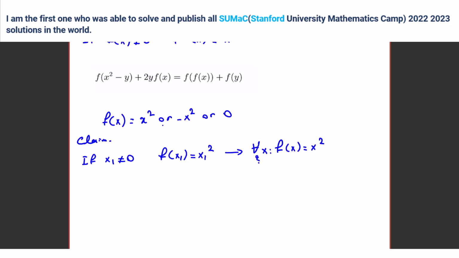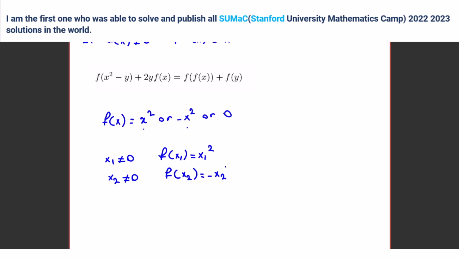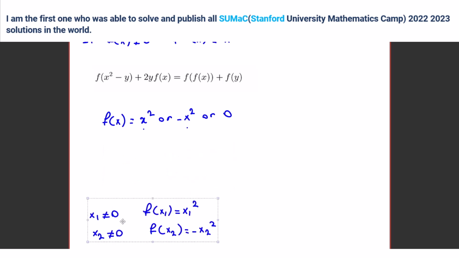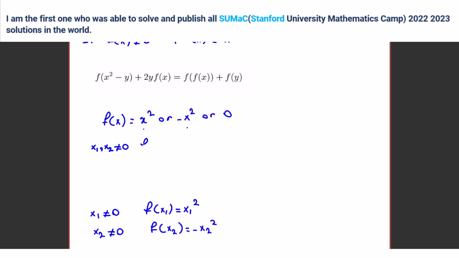You can check, for example, whether it is possible, or if you want, you can also consider this. Suppose x1, x2 are not 0. Is it possible to have this one and this one? Suppose f of x2 is negative x2 squared. Let me write cases. First case, x1, x2 are not 0. f of x1 is x1 squared. f of x2 is 0. Let's consider this one as the first case because it's easier.